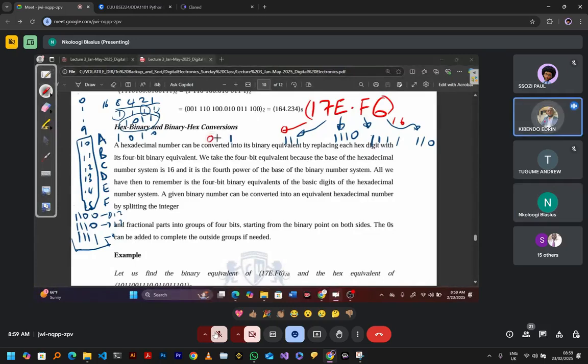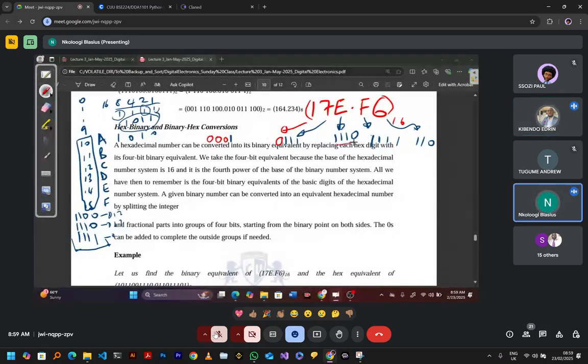The 1 becomes 0, 0, 1, 1. No, 4 bits. Yes. Okay, it's only 1. Okay, 0, 0, 1. And I was looking at 0, 7. 0, 0, 1. Okay, this is the 1. What about the 7, it becomes what? 0, 1, 1, 1.